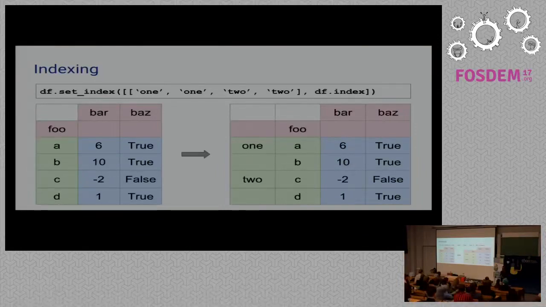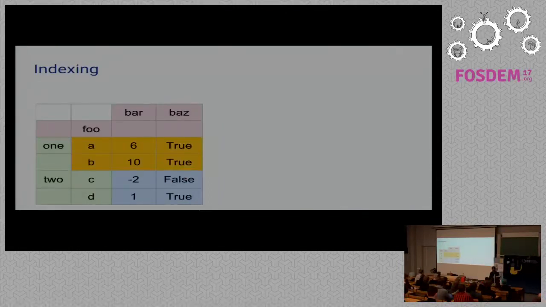So that means it will create a multi-level data frame, multi-level indexing the data frame, and 1 is going to be the sort of parent index for A and B, and 2 is going to be the same for C and D.